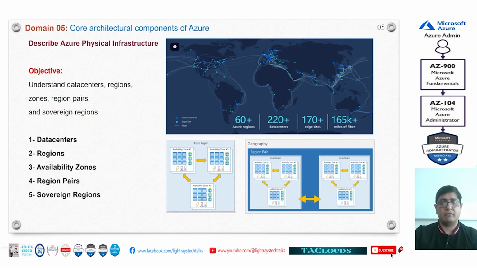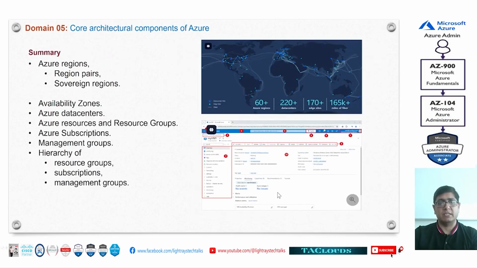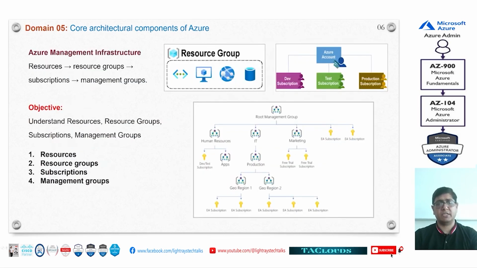Okay, next we have to understand about the management infrastructure. Other than physical infrastructure, we also need to understand the logical infrastructure. Logical infrastructure means that when we choose the services, the region and availability zone, we need to choose the logical things also. Logical things mean we need to choose the resources, resource groups, subscriptions, and management groups.